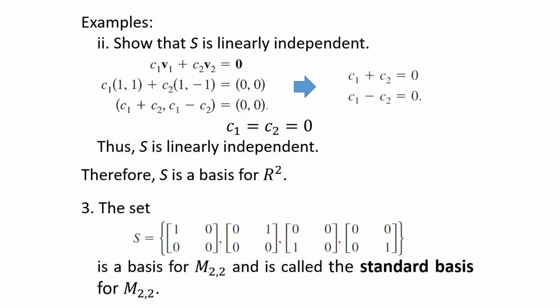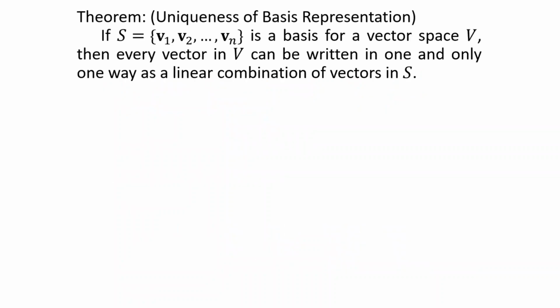And so this is the basis for M sub 22, the standard basis for M sub 22. Now next we have the uniqueness theorem of basis representation. So if S is a basis for a vector space V, then every vector in V can be written in one and only one way as a linear combination of vectors in S.